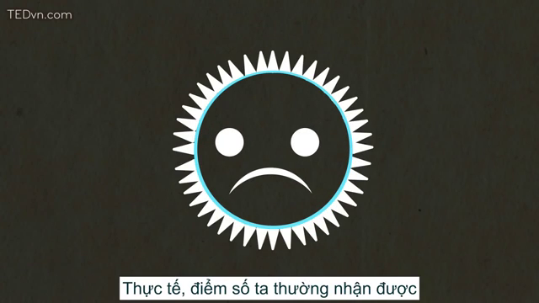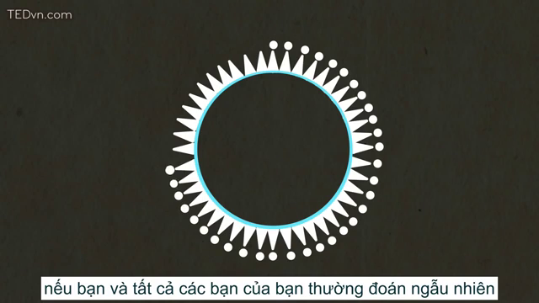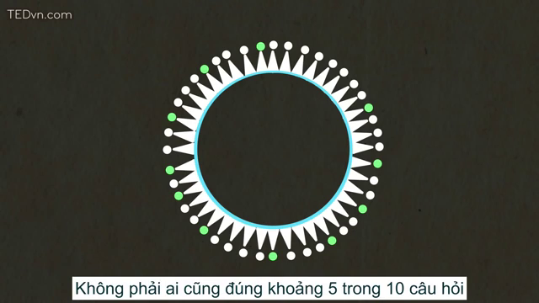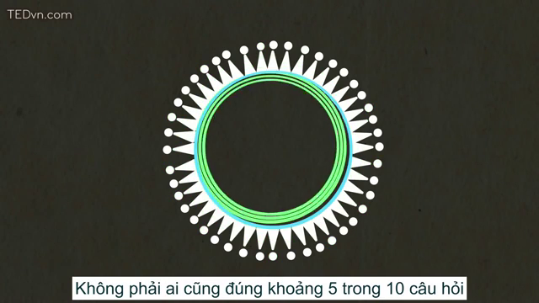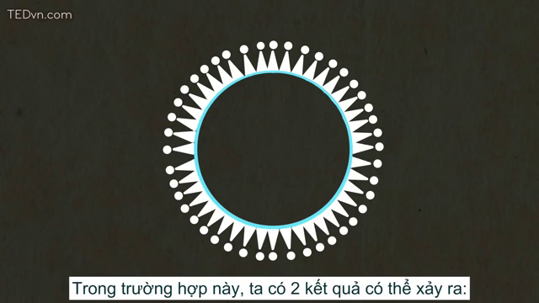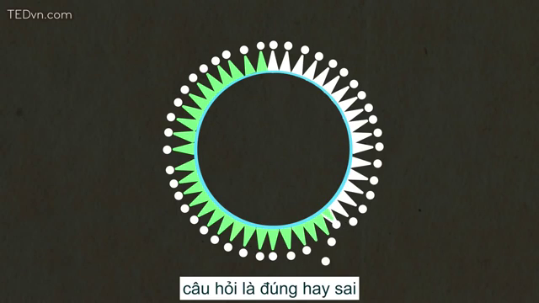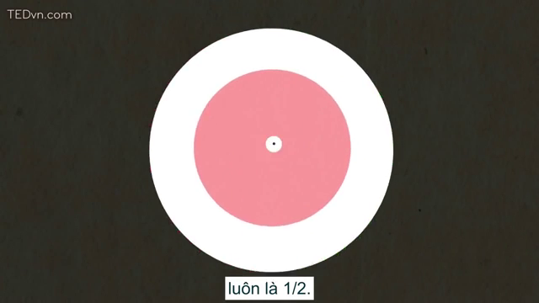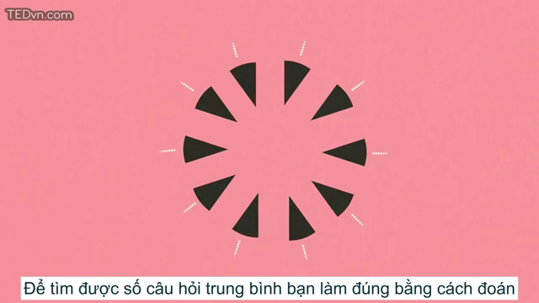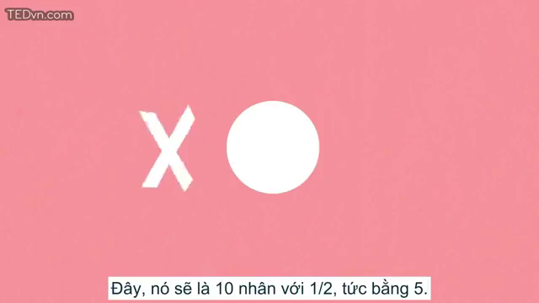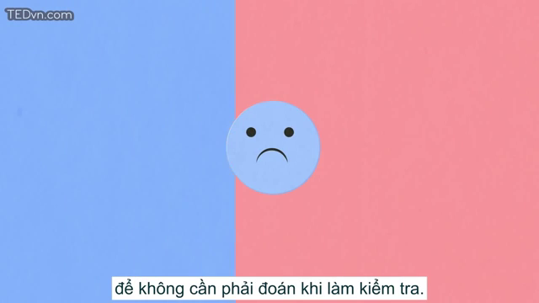In fact, what would be the most common score if you and all your friends were to always randomly guess at every question on a 10-question true-false quiz? Well, not everyone would get exactly 5 out of 10, but the average score in the long run would be 5. In a situation like this, there are 2 possible outcomes. A question is right or wrong, and the probability of being right by guessing is always the same, 1/2. To find the average number you would get right by guessing, you multiply the number of questions by the probability of getting the question right. Here, that is 10 times 1/2, or 5. Hopefully you study for quizzes, since it clearly doesn't pay to guess.